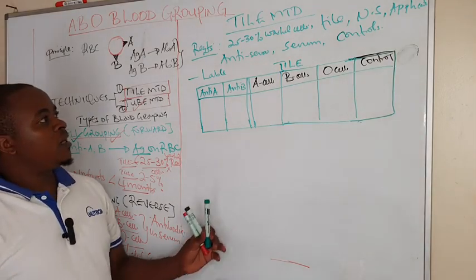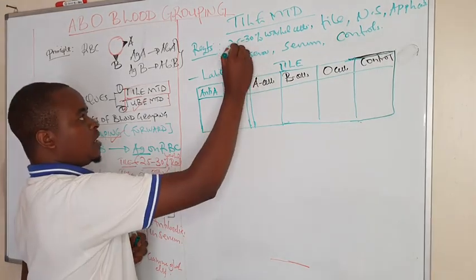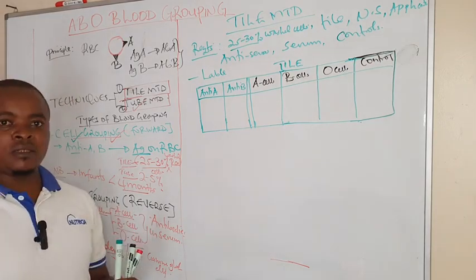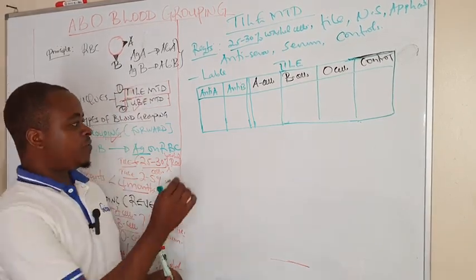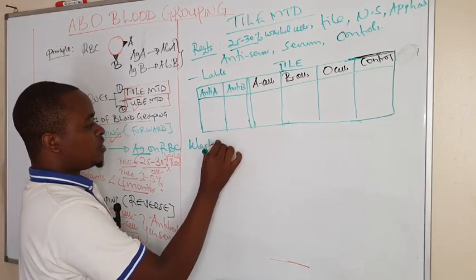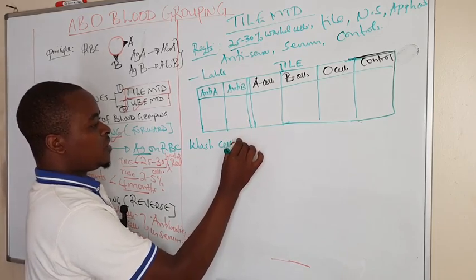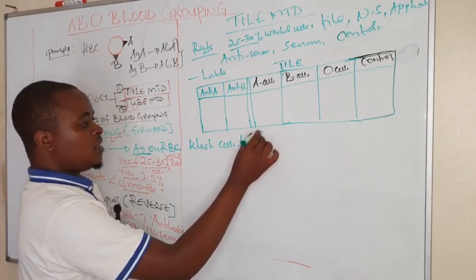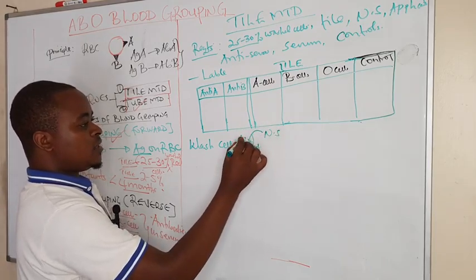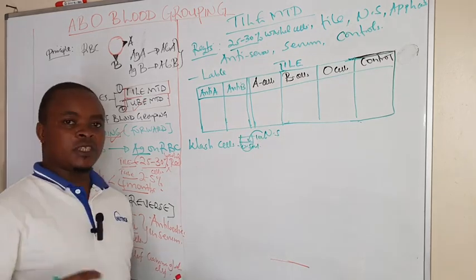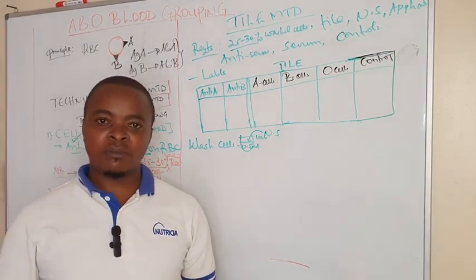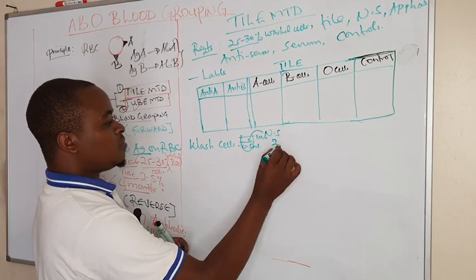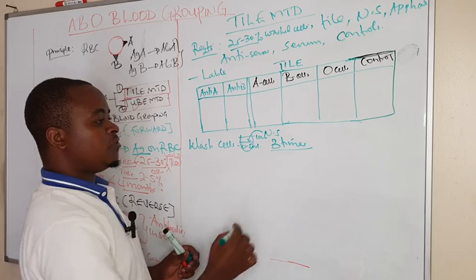After partitioning it, we are going to prepare. We said in tile we use this percentage, 25 to 30%. So we obtain the whole blood and first wash the cells. And how do we wash? We get a tube, we put 0.5 mL of the whole blood, and we top up with normal saline up to like 10 mL. Then we centrifuge at 1000 revolutions per minute for 1 minute. Then we decant off the supernatant. We repeat it 3 times until we obtain the cells.